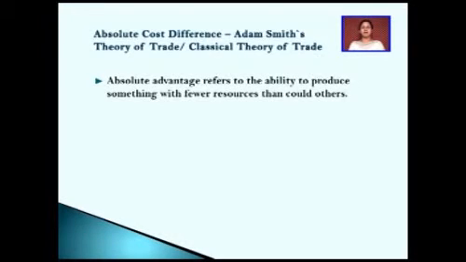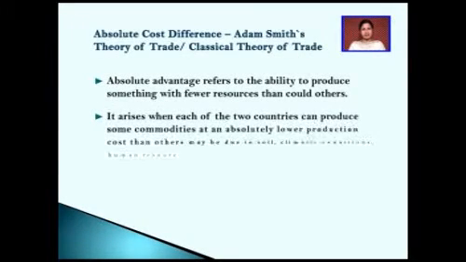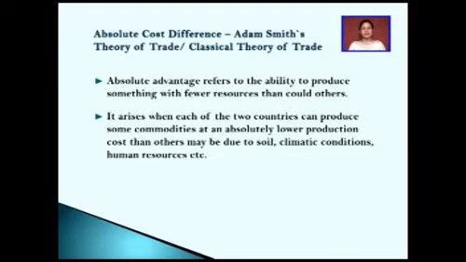Over here, we have to start with the absolute. At first, we should know what absolute advantage is. Absolute advantage is basically the ability to produce something with fewer resources than others can produce. This generally occurs when each of the two countries can produce one or the other commodity at an absolutely lower cost of production than the others.